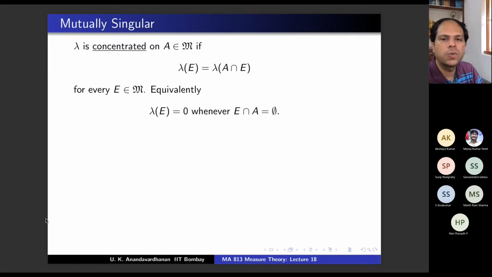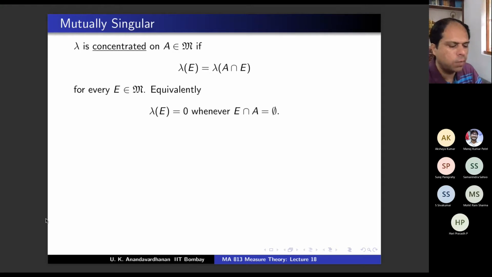So what's the obvious thing to do? You can write E as the union of A intersection E and E intersection A complement. Lambda is a measure, so lambda of E will be lambda of A intersection E plus lambda of A complement intersection E, right? And therefore, if the result is true, what do you have to show?